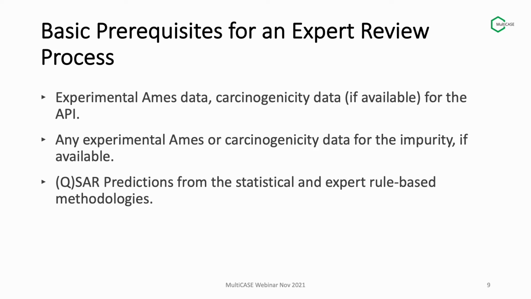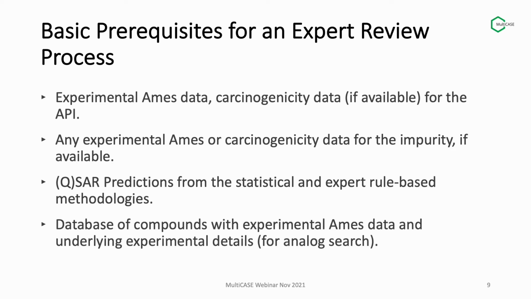We have to get the QSAR predictions from the two methodologies, that is statistical and expert rule-based methodology, before we go into doing the expert review. And in order to do the review process, to validate the relevance of the alerts, we need to have a database of compounds with known experimental Ames data and underlying experimental details to do different types of activities, including analog search, which I'll be talking about in more detail later on. So these are the basic ingredients that we need to keep nearby before we go into the expert review process.